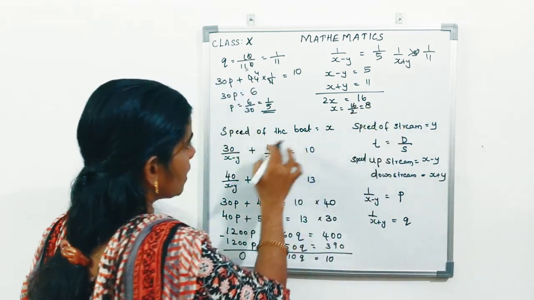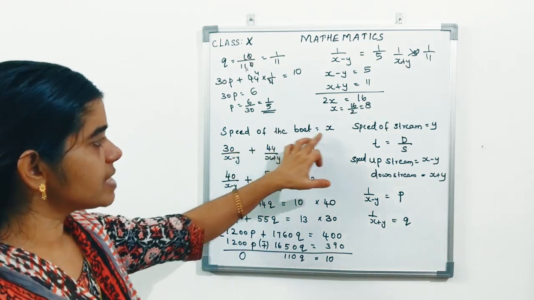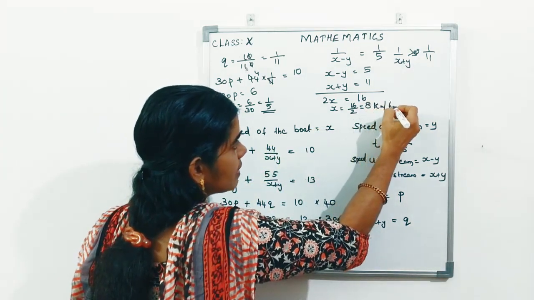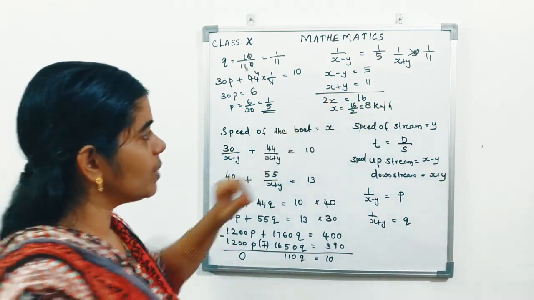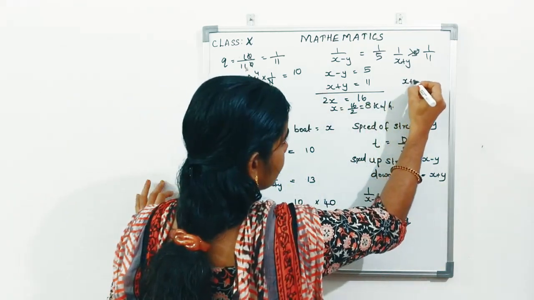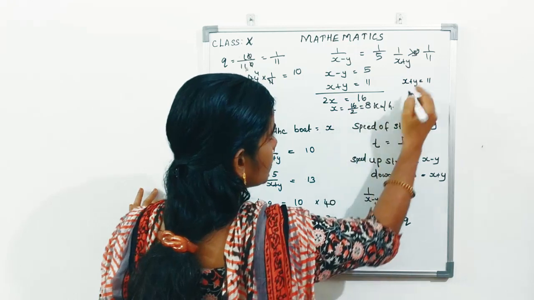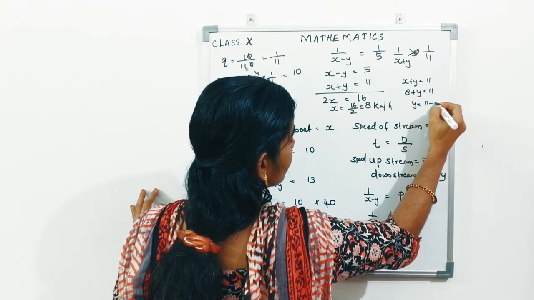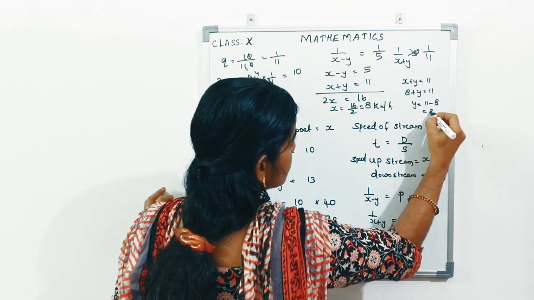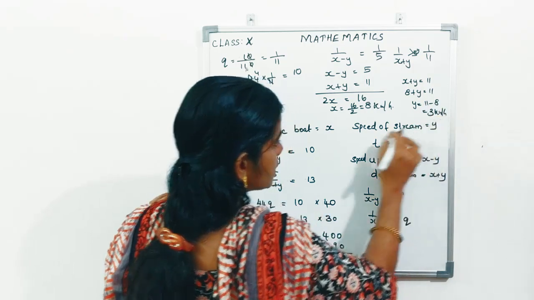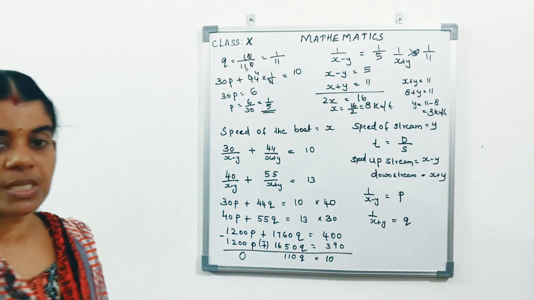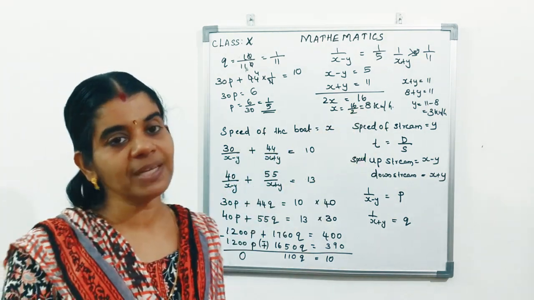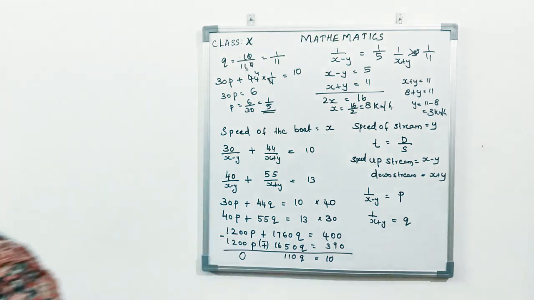Here x what you have taken? Speed of the boat in still water you got now. X, that is 8 km per hour. Then you already know that x plus y is equal to 11. Then x value you got 8. 8 plus y is equal to 11. Therefore, y is equal to 11 minus 8. That is 3 km per hour. Speed of the stream is 3 km per hour. Speed of the boat in still water is 8 km per hour. Is it clear now?